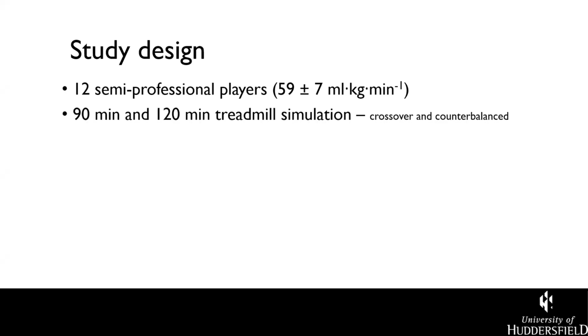So these players completed both 90 minutes and 120 minutes of a treadmill-based simulation in a crossover design and balanced order. So essentially, half of them completed the 90-minute trial first, and the other half completed the 120-minute trial first, so the extra time trial, and then they switched over. Now, in terms of the recovery measures, we took these at pre-exercise, so baseline measures, immediately post-exercise, and then 24 hours, 48 and 72 hours following the simulations.